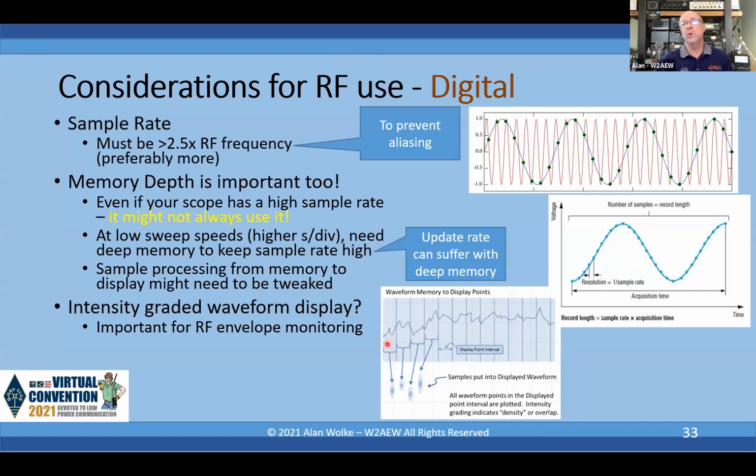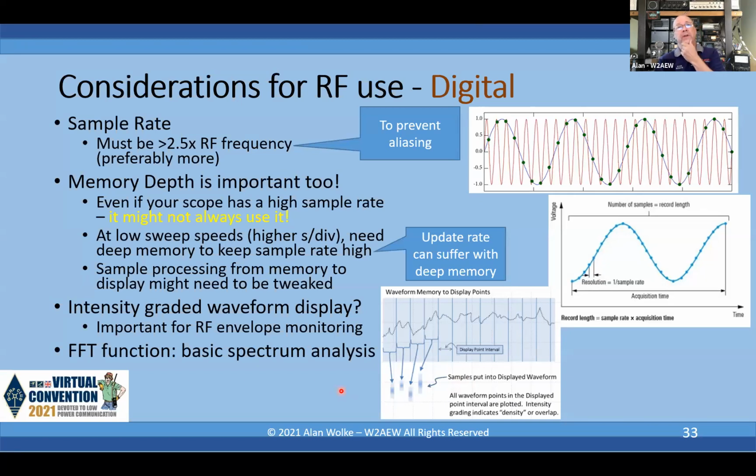Some scopes will only take 1 sample out of each of these intervals. Even though your sample rate was high, you're going to alias on the display. Some scopes will give you a way of adjusting that display processing, to do a color graded display, a min max hold, or an average or something like that. So you might have to tweak that depending on how you set the scope up. If you've got this intensity graded waveform display, that's kind of important for doing RF monitoring and that type of thing.